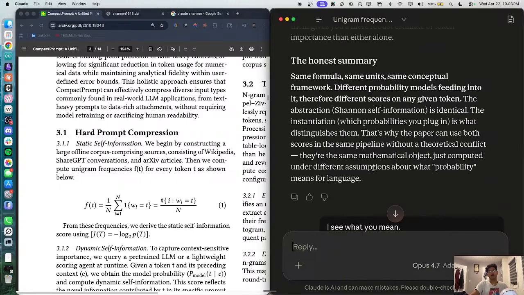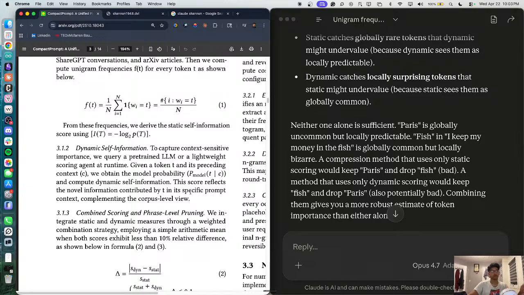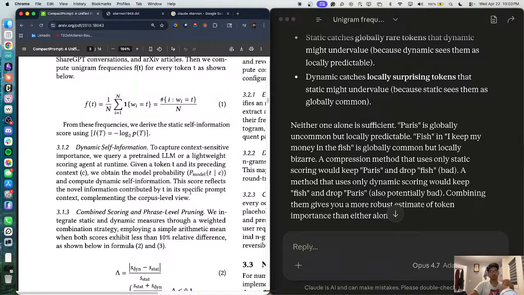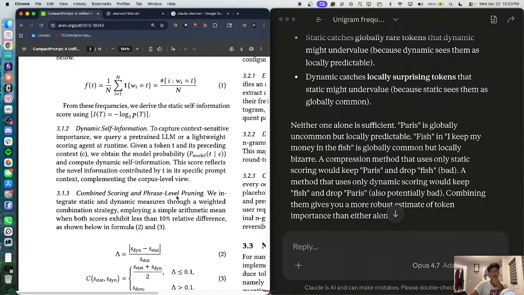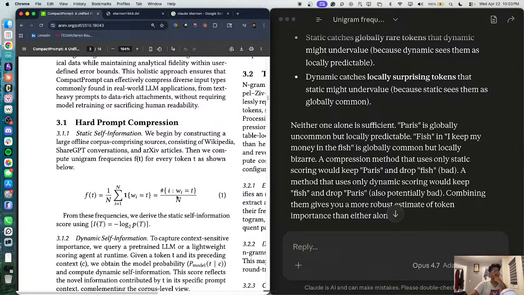Perfect. So actually, that means that a lot of the work that we did today will be very beneficial to the work that will happen tomorrow within dynamic self-information systems and the combined scoring and phrase-level pruning, which we're also going to be looking at. So that's really a good thing to know. Okay, cool. So that means that essentially the self-information score itself is the same between static and dynamic. We knew that, but I just wanted to double check that.